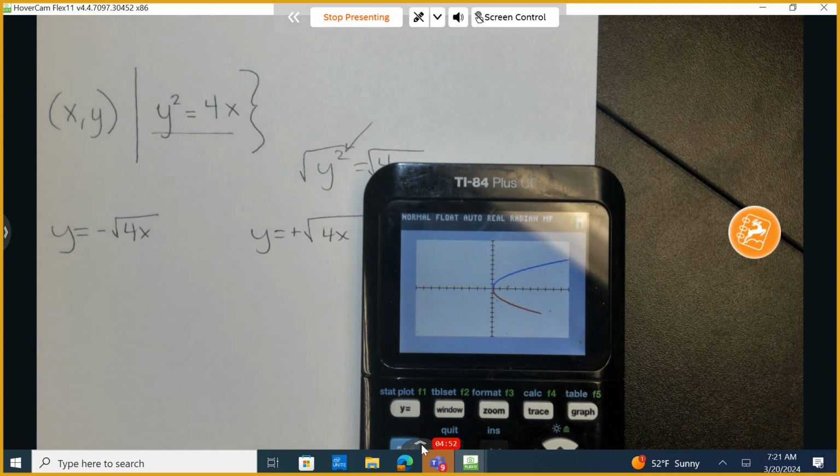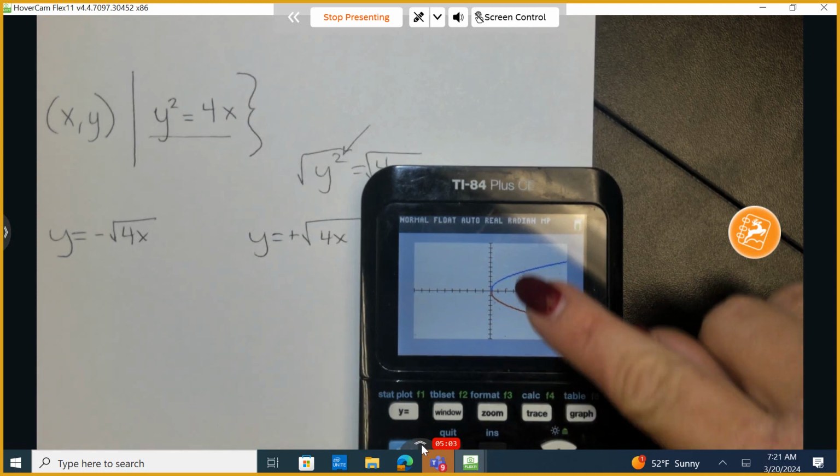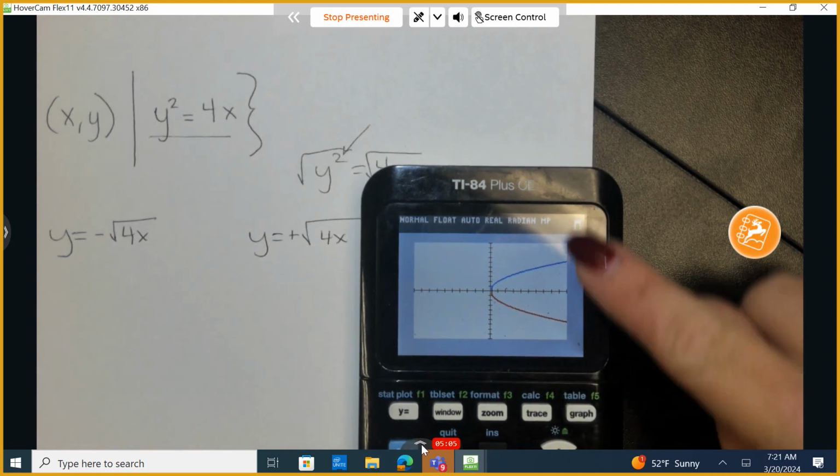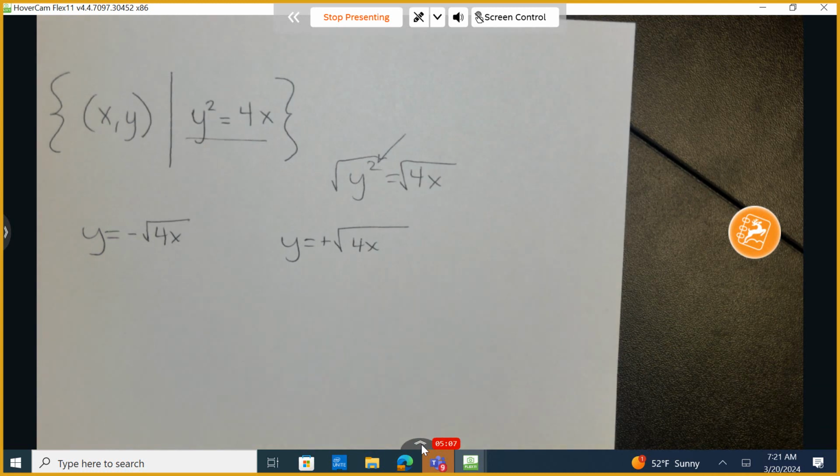Turn to your partner and look at this. Why is this not a function? Doesn't pass the vertical line test, which says what? Every x can belong to a maximum of how many y's? 1. And does everybody see here that it would belong to more than 1? More than 1. Okay. Is there another way to do this without the whole graphing thing? You don't have a graphing calculator.